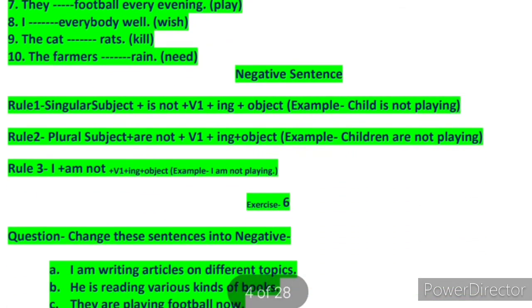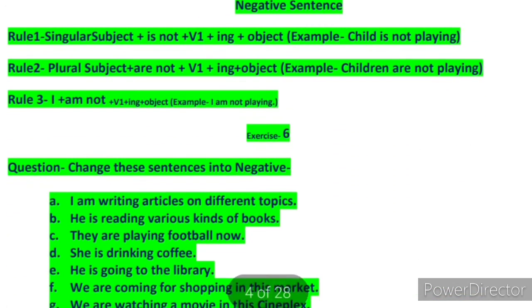Now negative sentences. So rule 1 for the negative sentence. If the singular subject, then in the same structure as in the simple sentences, we will add not just after is, am, are. Wherever is, am, are is there in the simple sentences, we will just add not after it. So here the structure is rule 1, singular subject plus is not plus v1 plus ing plus object. For example, child is not playing.